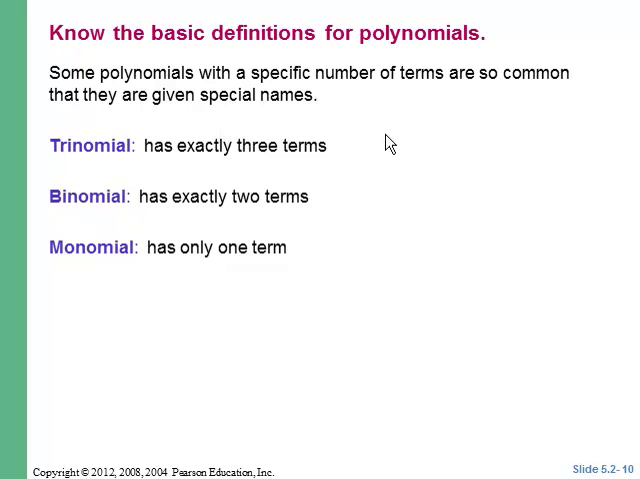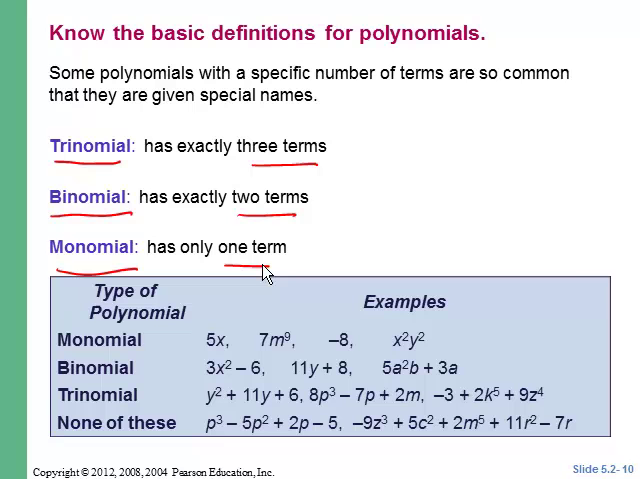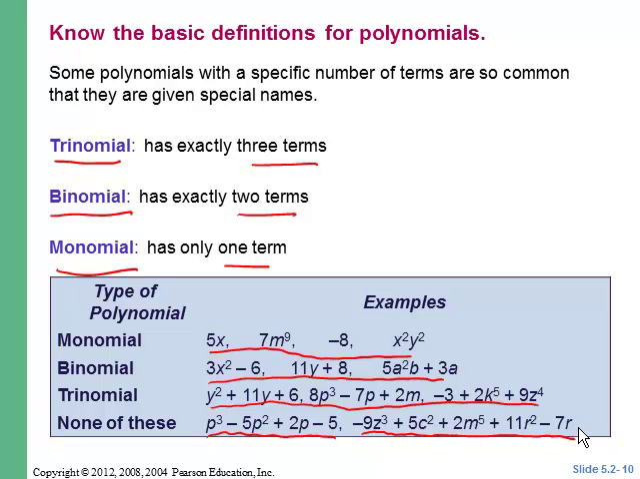Some polynomials have specific names. A trinomial has 3 terms. A binomial has 2 terms. And a monomial has 1 term. So here's a bunch of monomials. Here's 3 binomials. Here's some trinomials. And notice this one is 4 terms long. We just call it a polynomial. This one is 5 terms long. We just call it a polynomial.